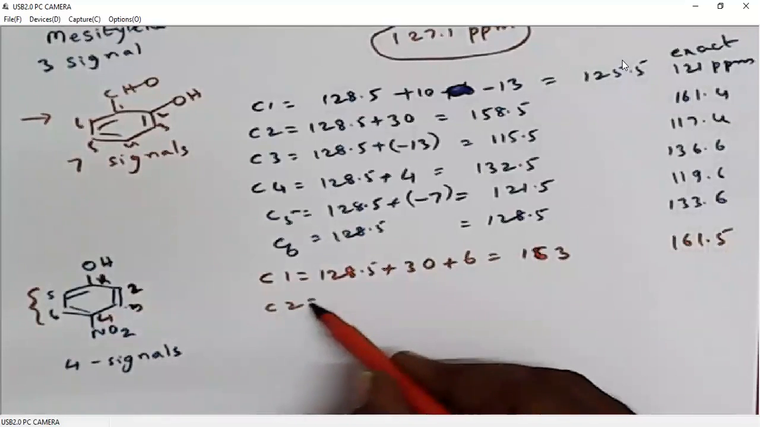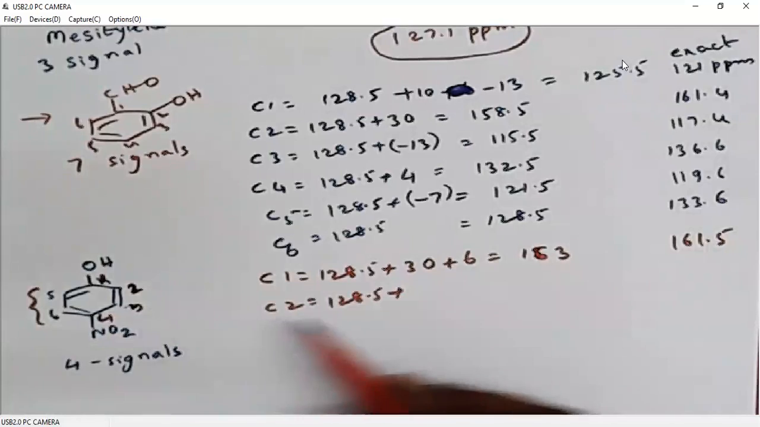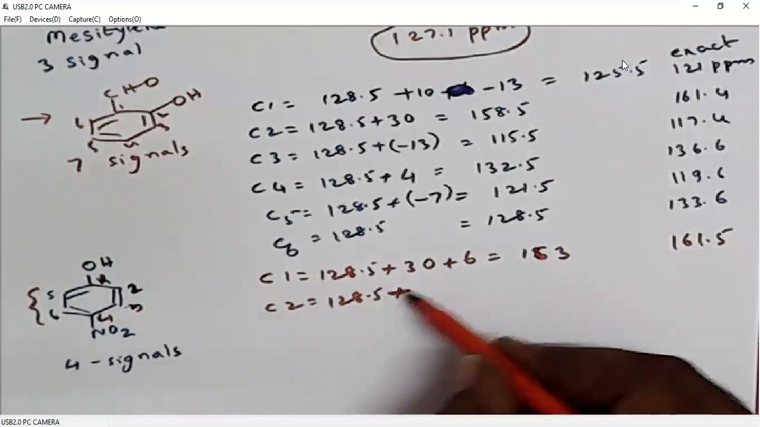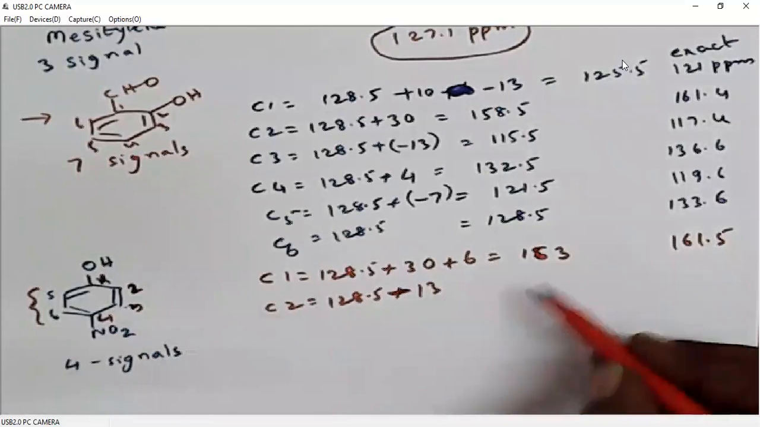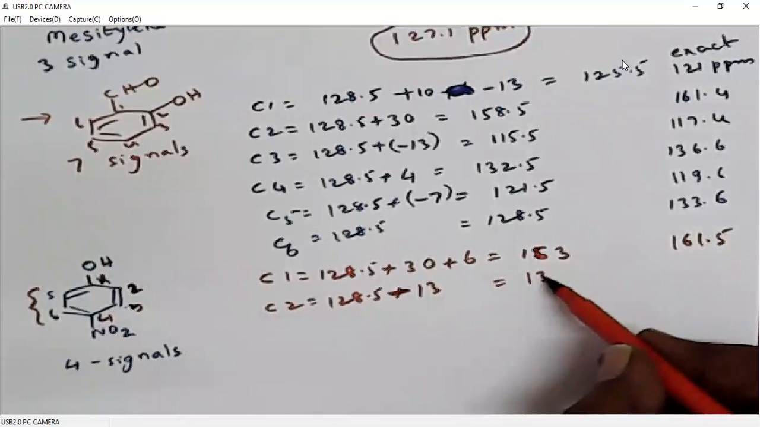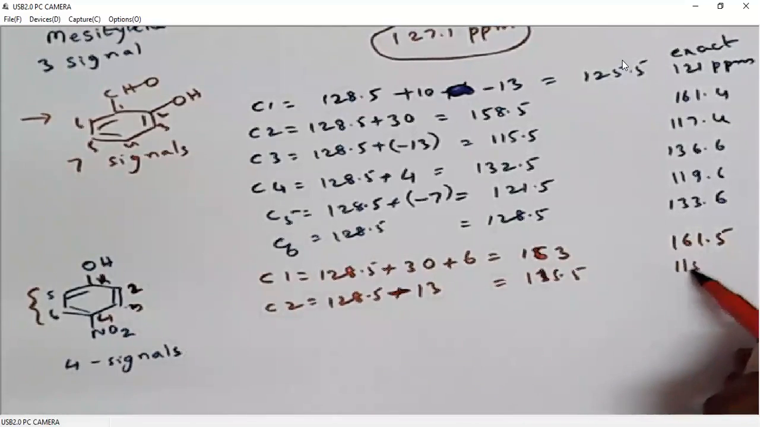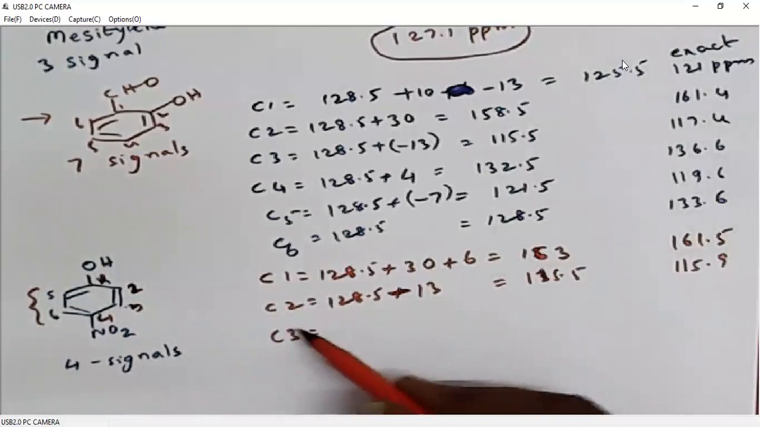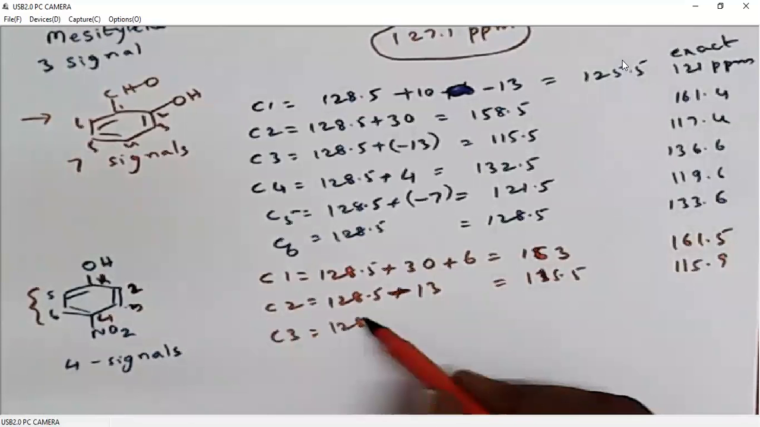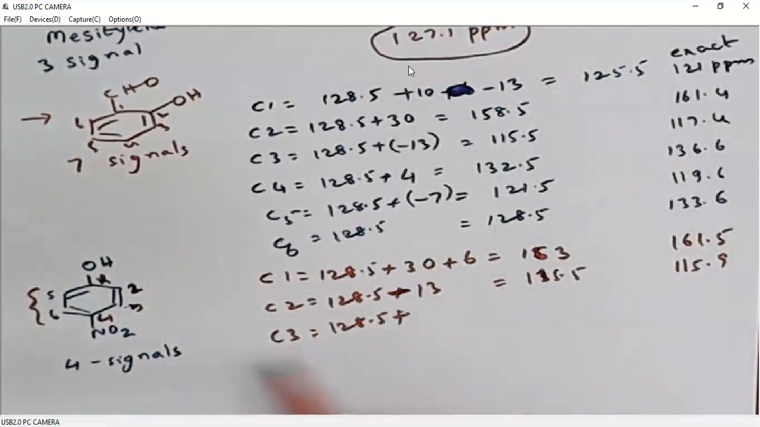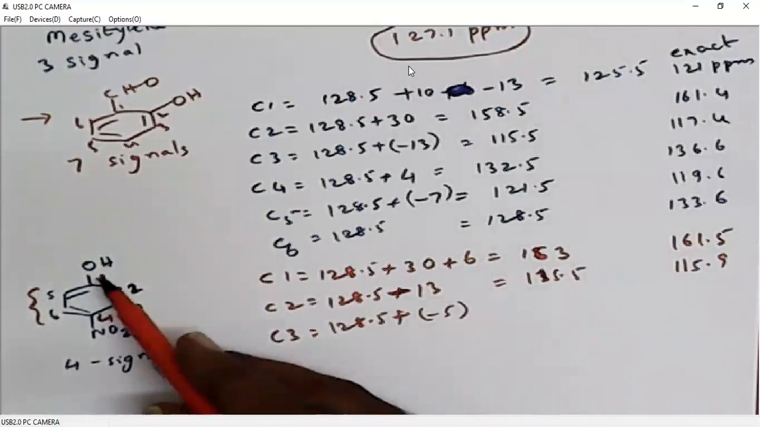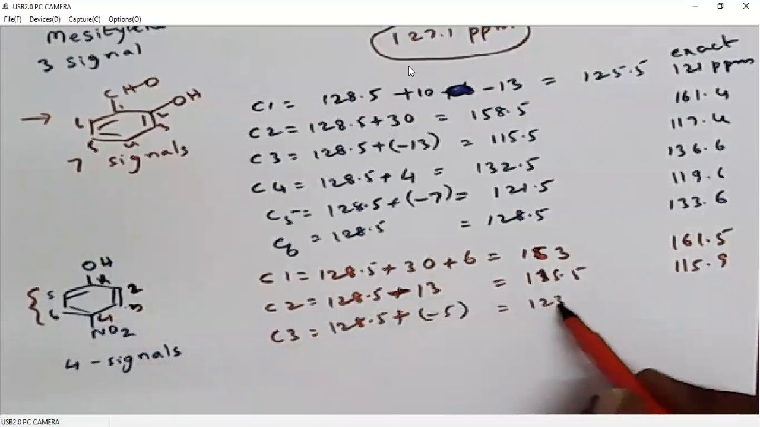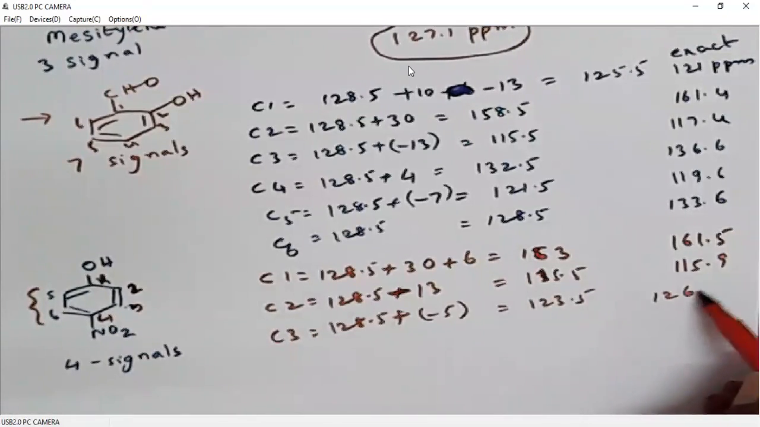For C2, 128.5 plus we don't have anything at alpha. Ortho OH is there, so we will add minus 13. Nitro meta, so we will ignore it. Para we don't have. So the resultant is 115.5, exact value 115.9. For C3, we have NO2 at ortho. For NO2 ortho we will subtract minus 5, and OH at meta, ignore meta. So 123.5, exact value is 126.4.